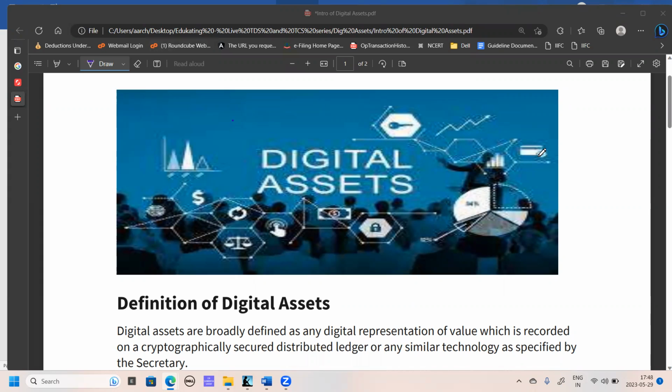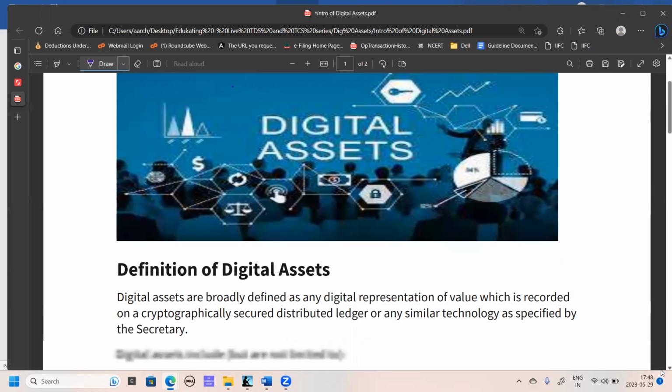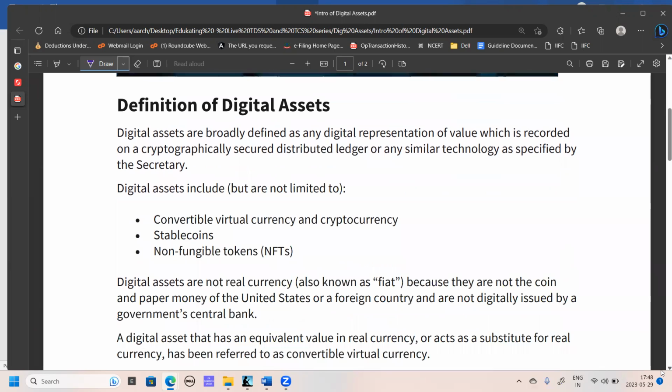So as we know, this year we have to file ITR regarding the capital gains, including some clauses regarding the digital assets also. So for your easy reference, I'm going to cover the introduction part of the digital assets: what will be covered in this, and on which type of transaction tax consequences will be leviable. So here we are going to start with the definition of the digital assets.